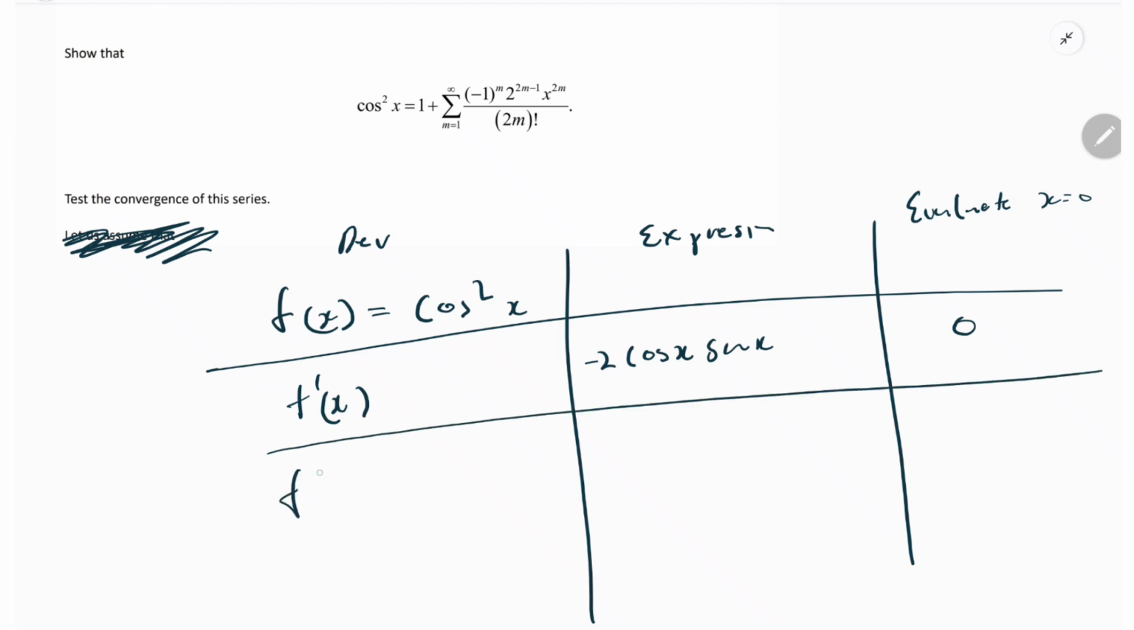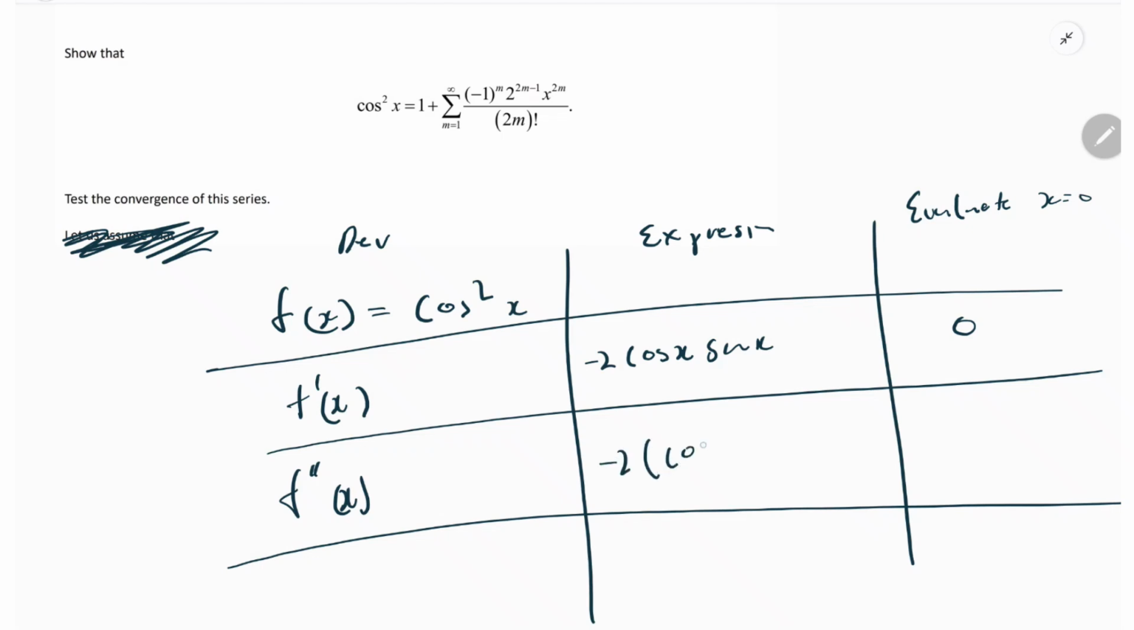Let's try to find f second prime, and I think this would be more of a product rule. I'm not going to go into technically helping you do it because I think we did a lot of these things in differential equations. So differentiating this now becomes that. Then if I try to evaluate it at 0, I'm going to get negative 2.